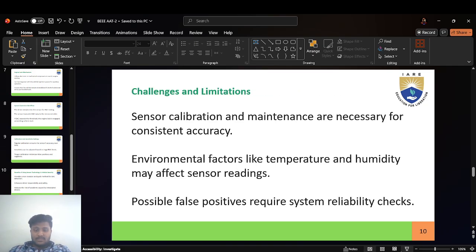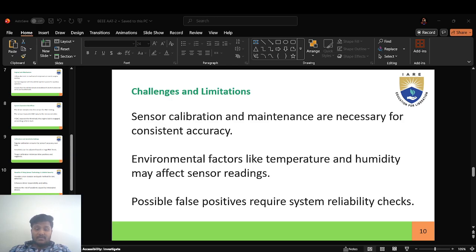Challenges and limitations. Sensor calibration and maintenance are necessary for consistent accuracy. The sensor needs regular checking and adjustment so it can keep giving correct results. Over time, sensors may drift or become less accurate, so maintenance ensures they stay reliable and work properly every time.